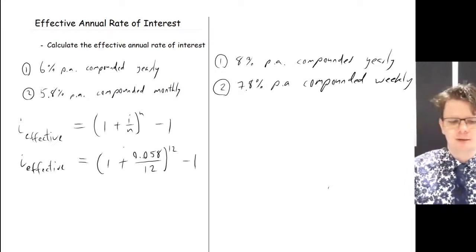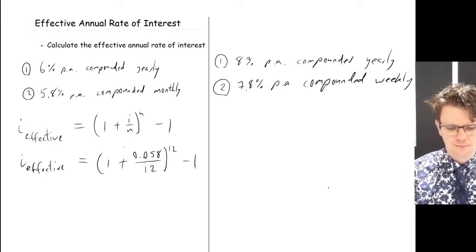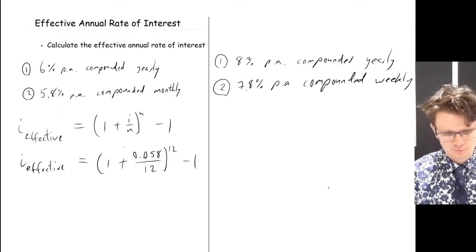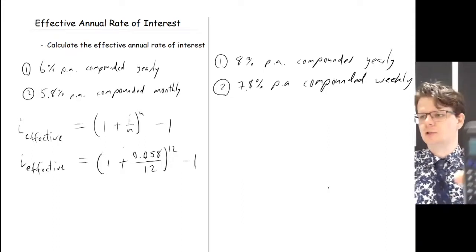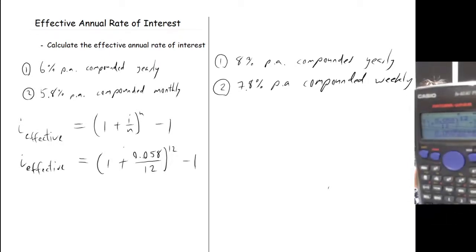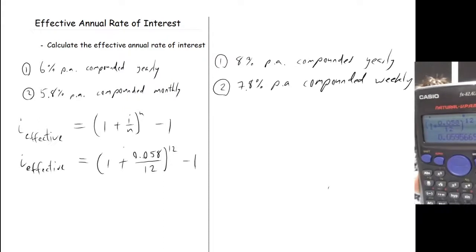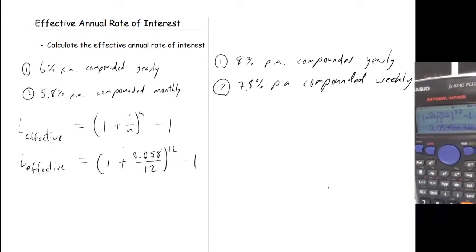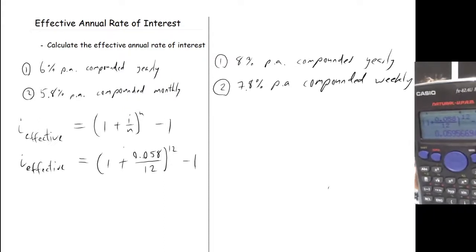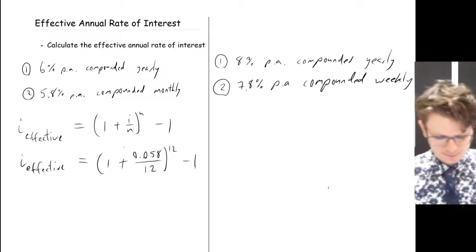Then to the calculator. And once you've typed it all in, you should get something that looks like this. And we get 0.05956, and I'm going to round it to 0.0596.